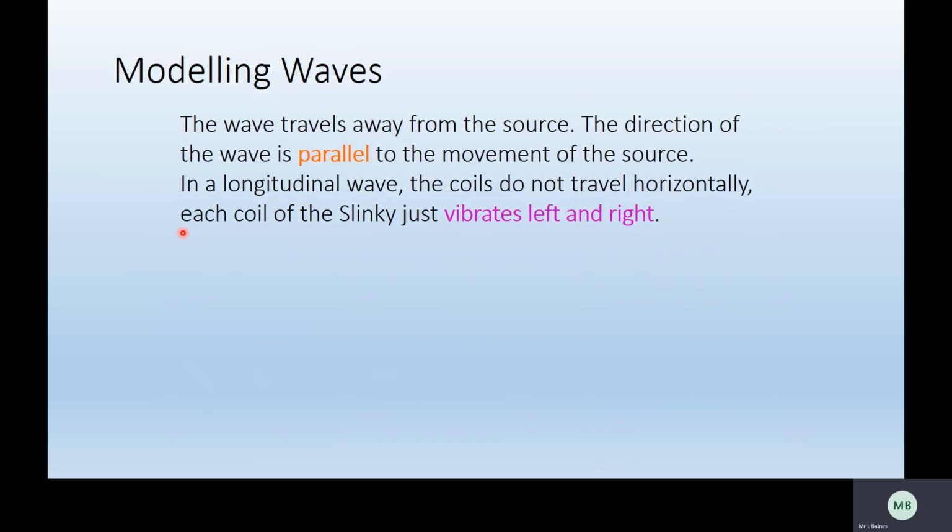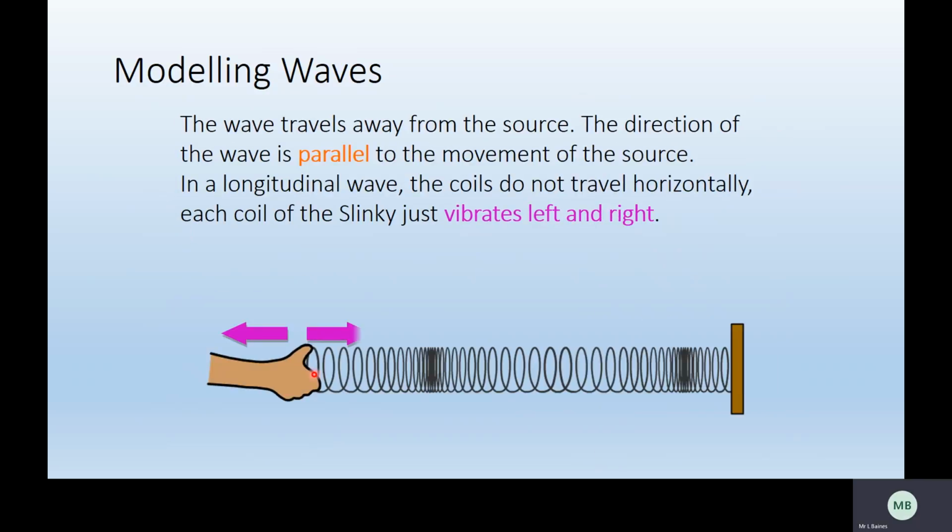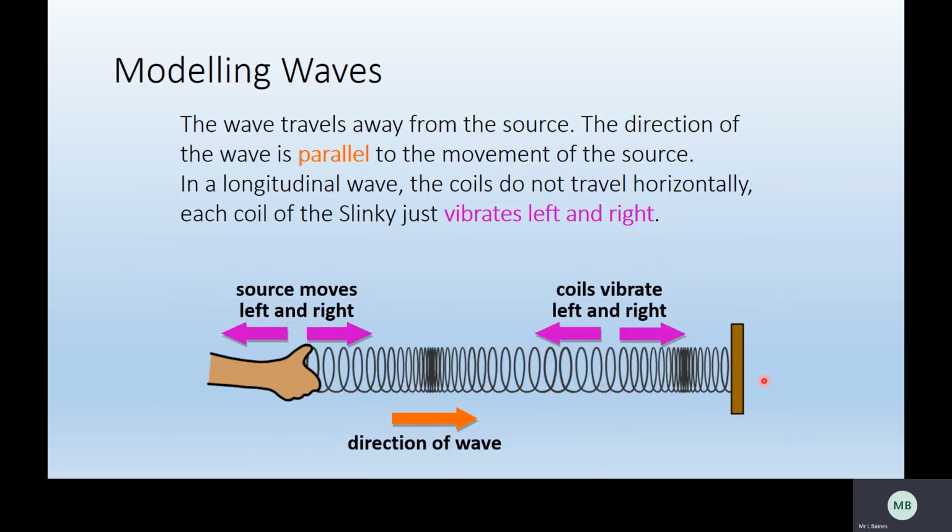And for longitudinal waves, we've got another diagram. Source moves left and right. The wave is moving left to right, and the coil vibrates left and right. So these are parallel to each other. So it's the vibrations and the direction of that wave are parallel to each other. They're in the same line.